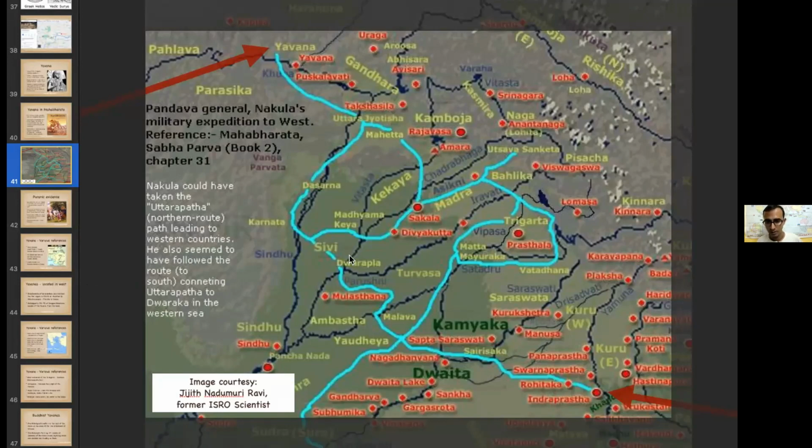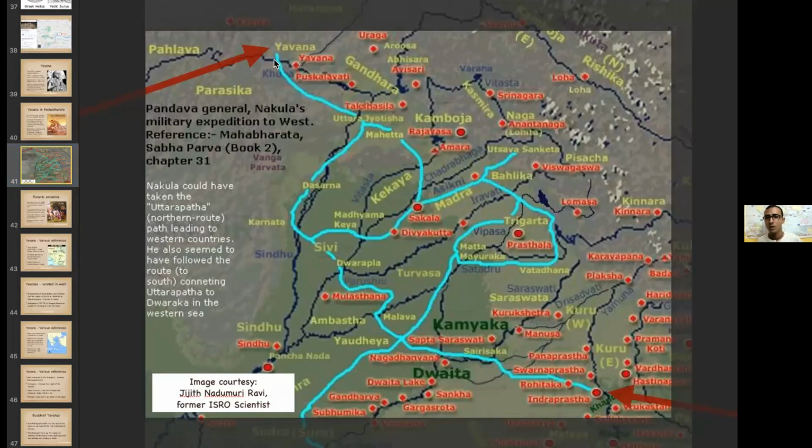And this is the path taken by Nakula. You can see here, he goes to the Shivi, which I explained in the class. Shivi region, Kekaya, Darshana, Gandhara, Dasarna, Gandhara, and finally he lands in the Yavana region. Now this Yavana is based on today's mapping. It could be north of Pakistan or south of Afghanistan. So the Yavanas were located during Mahabharata times in modern day South Afghanistan or North Pakistan.